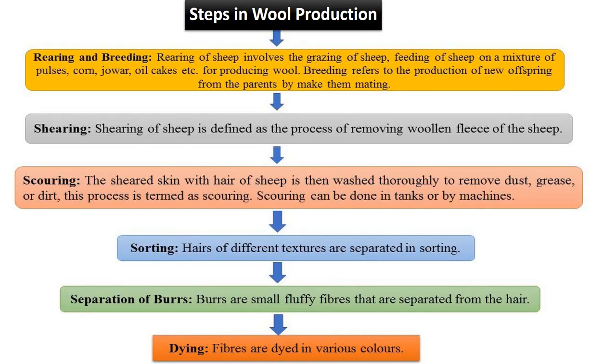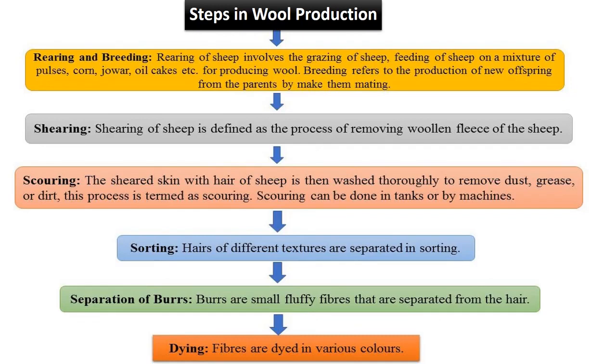Let us quickly look at the steps in wool production, starting with rearing and breeding. Rearing of sheep involves the grazing of sheep and feeding them a mixture of pulses, corn, jawar, oil cakes, etc. for producing wool. Breeding refers to the production of new offspring from the parents by making them mate.